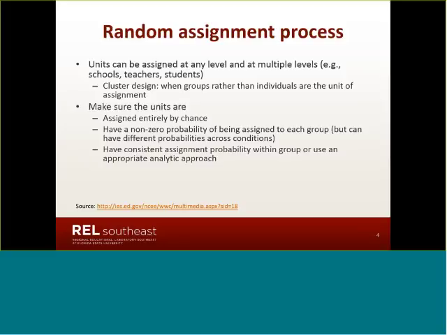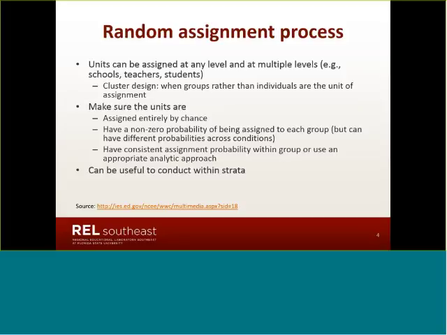You can also have different probabilities across conditions. So you can assign 70% to treatment and 30% to comparison, or either have consistent assignment probabilities within group, or use an appropriate analytic approach when you're actually calculating the impacts.